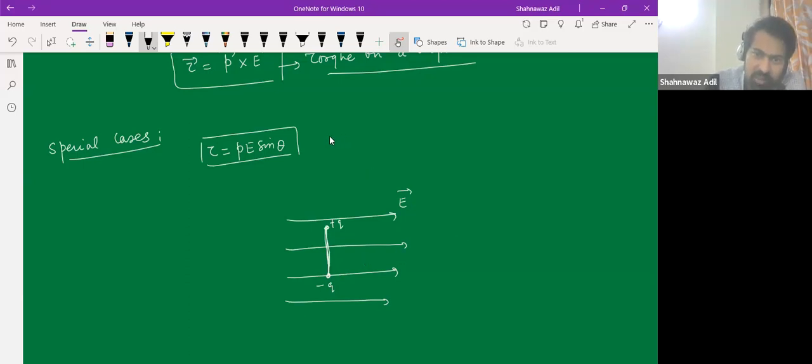So what is the angle between P and E? What is theta in this case? 90 degree, right? Because we already know that this is minus Q, this is plus Q. So dipole moment has this direction, and electric field is in this direction. So these are perpendicular. So theta is 90. This is the first case.